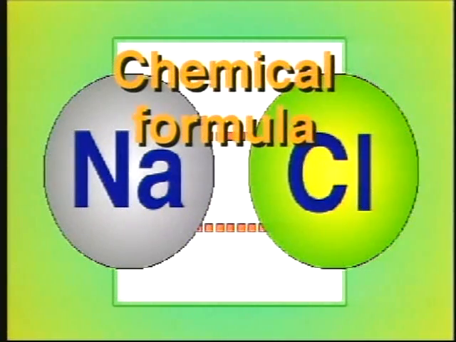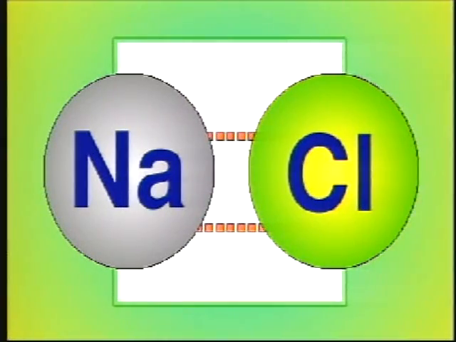A chemical formula is a group of symbols for a compound that show the kind and number of atoms. Water is made of the element oxygen, symbolized by the letter O, and two atoms of the element hydrogen, symbolized by the letter H. How do we show that there are two hydrogen atoms? We write the number 2 under the H. This tells us that there are two hydrogen atoms.